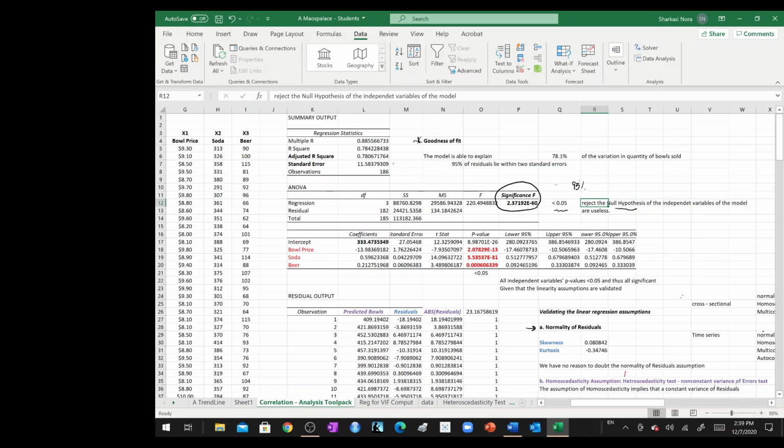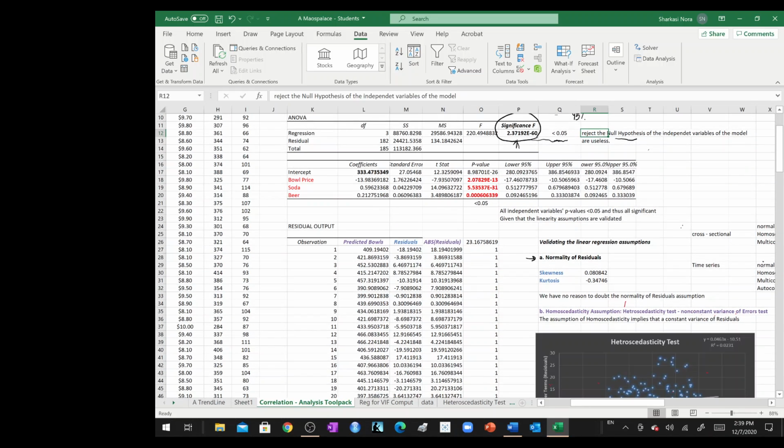So if it's less than 0.05, this means we are 95% confident that we can reject the null hypothesis that the independent variables of the model are not linear. All together, all the independent variables here are forming a linear model. So this is what we do with the threshold. If the p-value, the significance value here, is less than 0.05, we reject the null hypothesis. If it's greater, then we accept the null hypothesis.